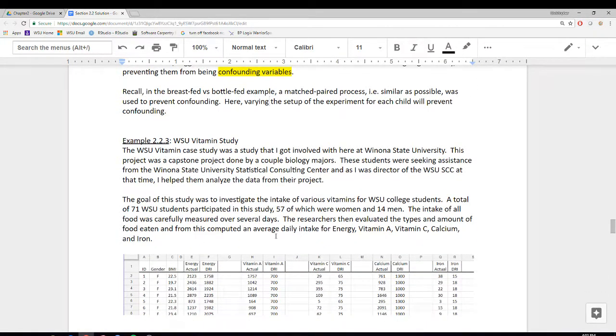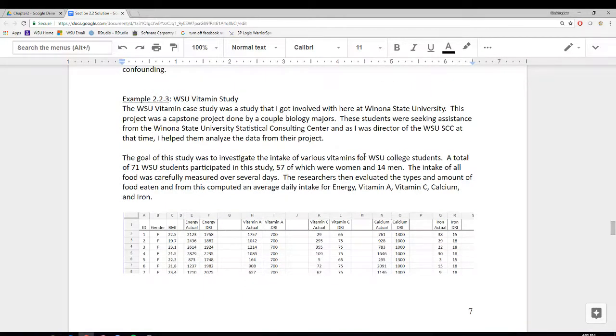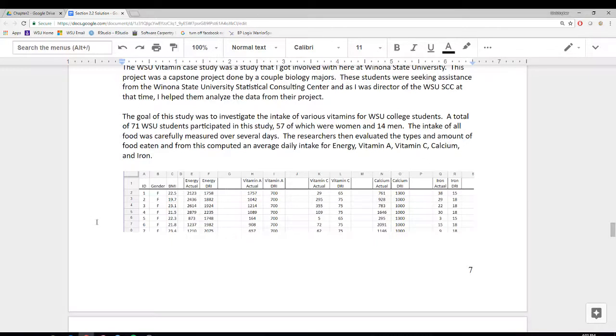Okay, let us consider the third example presented in section 2.2. This is a new example, and it's the WSU vitamin case study. This is a case study that I was actually involved with, and it was done by a couple of biology majors for their capstone project. The goal of the study was to investigate the intake of various vitamins for WSU college students. A total of 71 WSU students participated in this study. 57 of those were women and 14 of those were men.